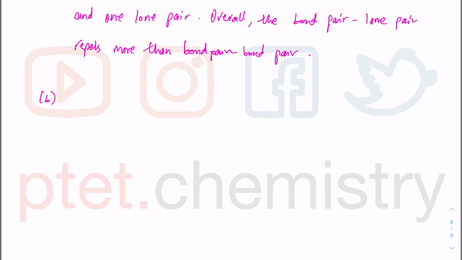In part B, we are asked to balance an equation. It's between iodine and hot aqueous sodium hydroxide. So the idea of hot is extreme disproportionation.